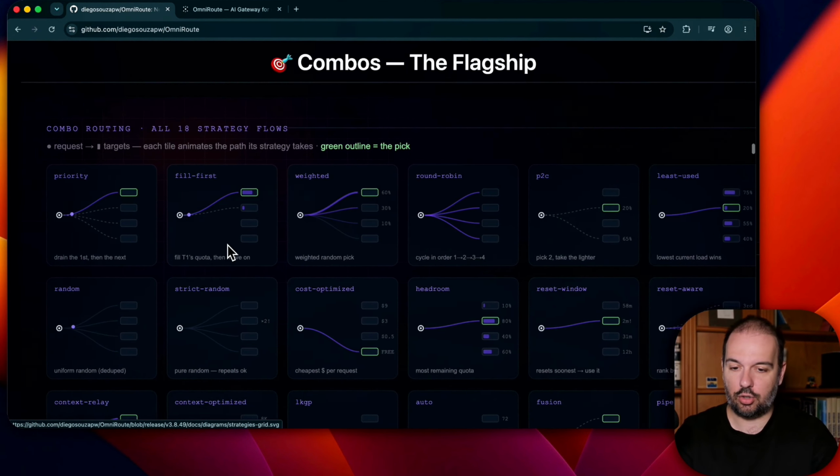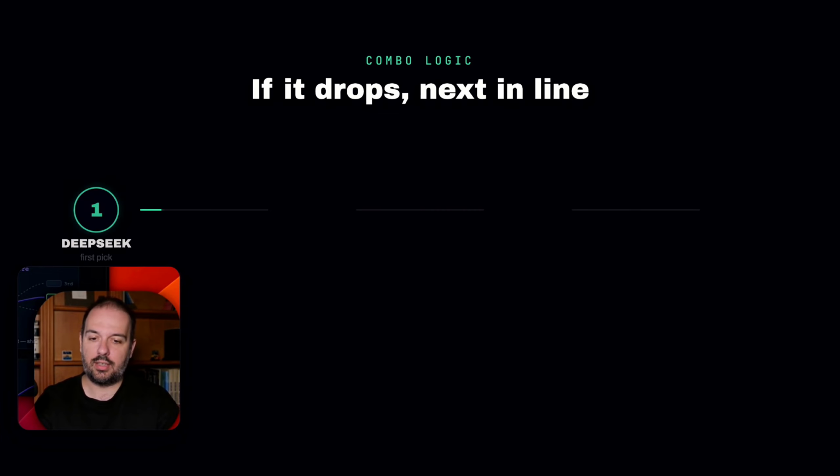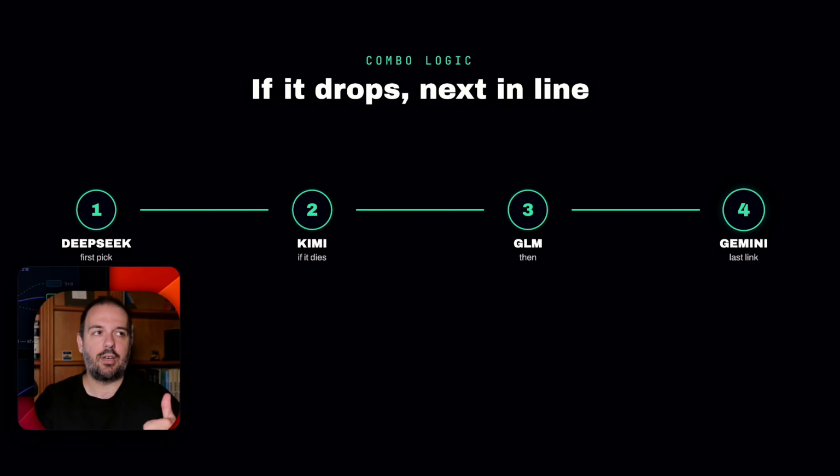By the way, I'll show you a combo. The combo is this. For example, if DeepSeek runs out, then Kimi. If Kimi runs out, GLM. If GLM runs out, then Gemini. We're making a combo like that. This way, even if one gets stuck, it goes to the next, and the next, and the next.